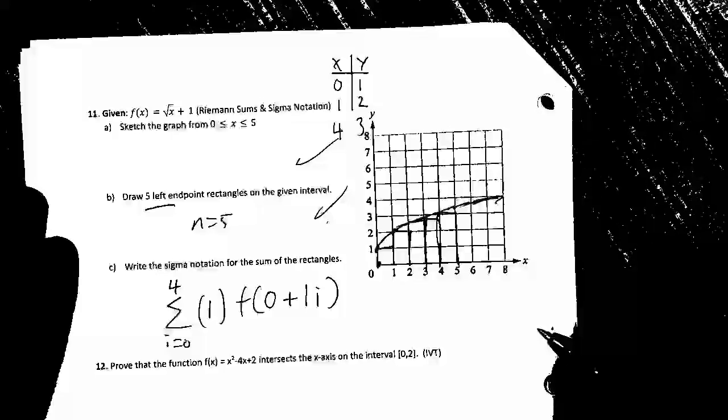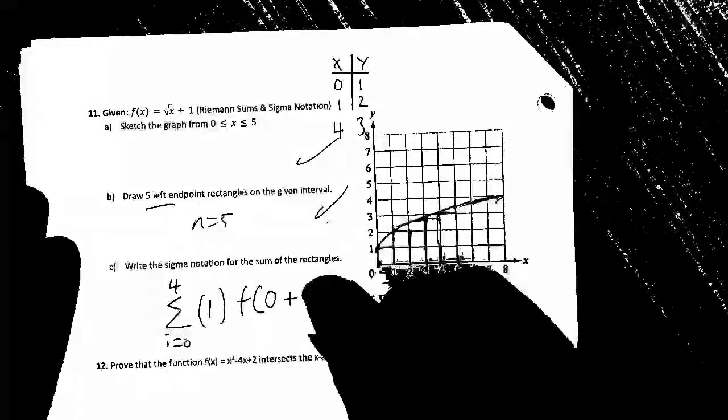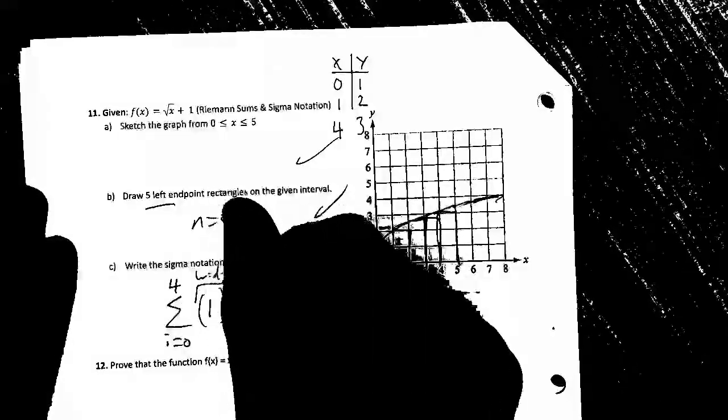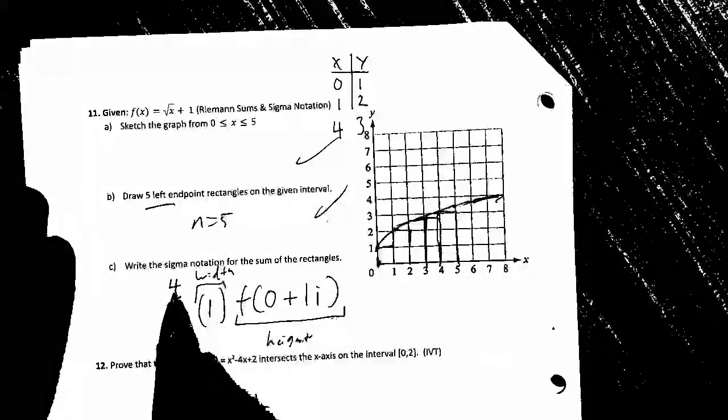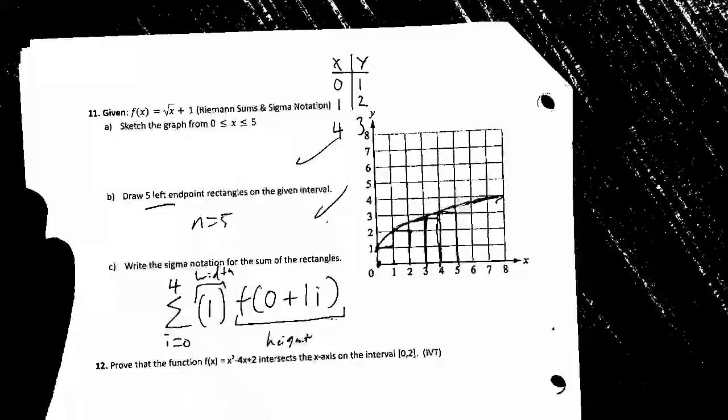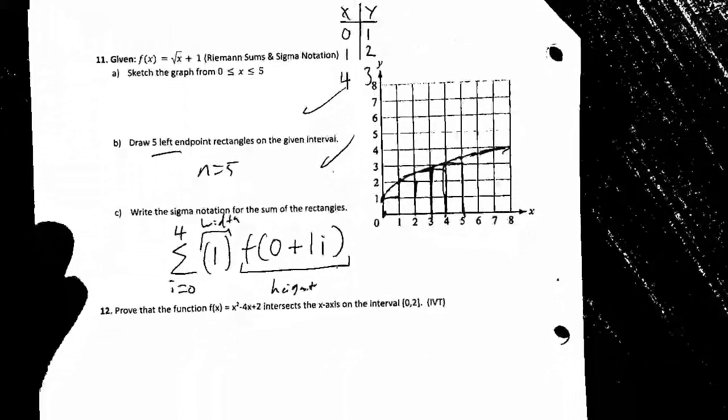So really this could be simplified to just be f of i, but I'm writing this to make sure it makes sense. So again, this is the height here, and then this is the width. If it's left, it's 0 to n minus 1. If it's right, it's 1 to n.